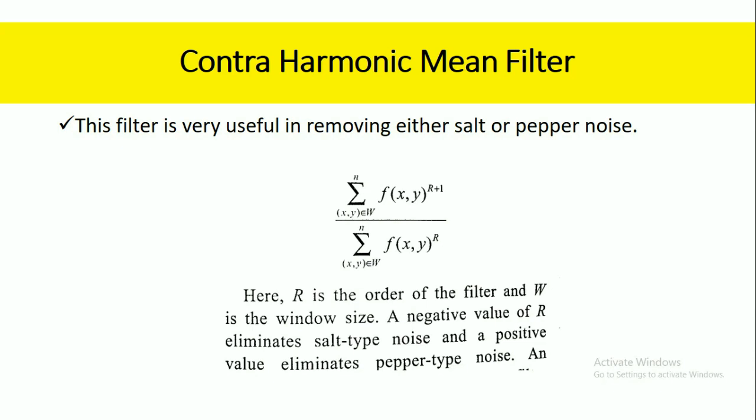The next filter is the contra harmonic mean filter. This filter is useful for removing either salt or pepper noise. Here is the formulation for the contra harmonic mean filter, where R is the order of the filter and W is the window size. A negative value of R eliminates salt type noise and a positive value eliminates pepper type noise. This is the contra harmonic mean filter.